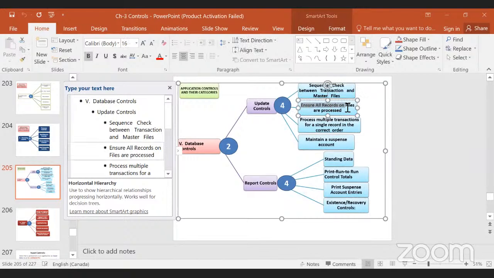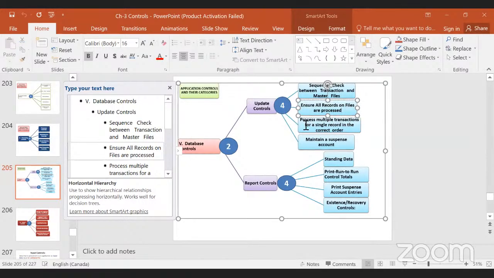The second thing is to ensure all records on the files are processed. You give the data like name, age, gender, then source, destination, etc. Everything has to be processed. Suppose the source is processed, but the destination is not mentioned, there is an error. So the control will ensure that all are processed.